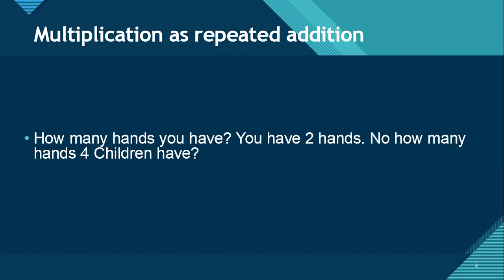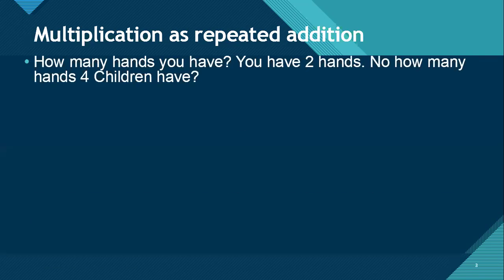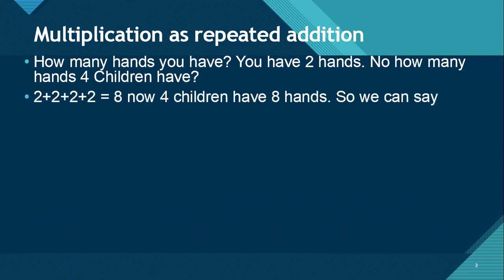Okay, so let's see the same example. How many hands do you have? You have two hands. Now how many hands do four children have? That is simple: 2 plus 2 plus 2 plus 2, that will be 8. Now four children have 8 hands. So we can say 4 multiplied by 2 equals 8. That is, 4 children have 8 hands, and 4 multiplied by 2 is 8. That is 4 in the group of 2.